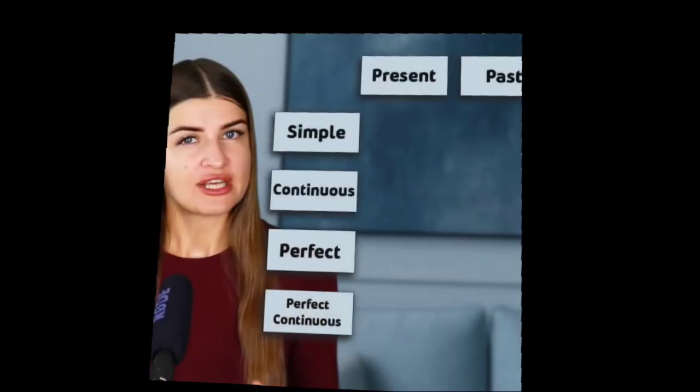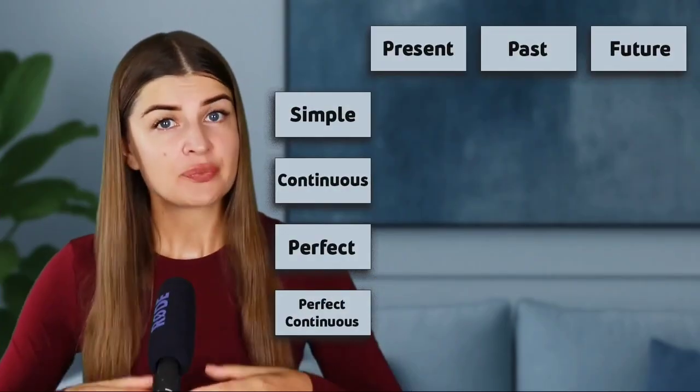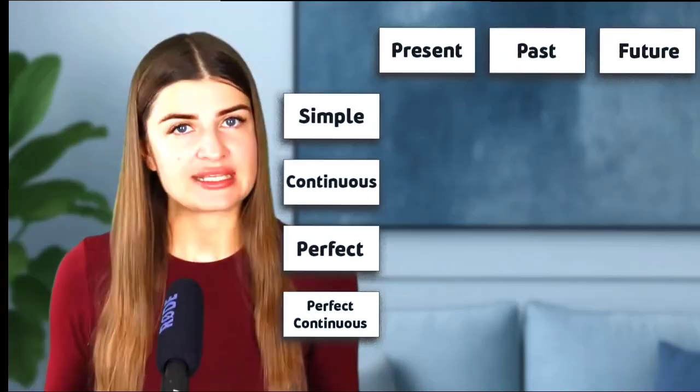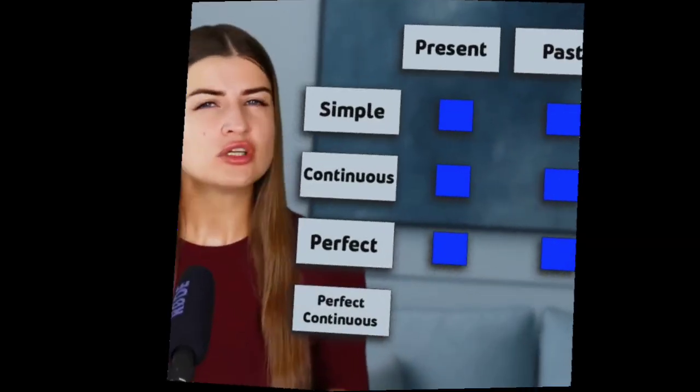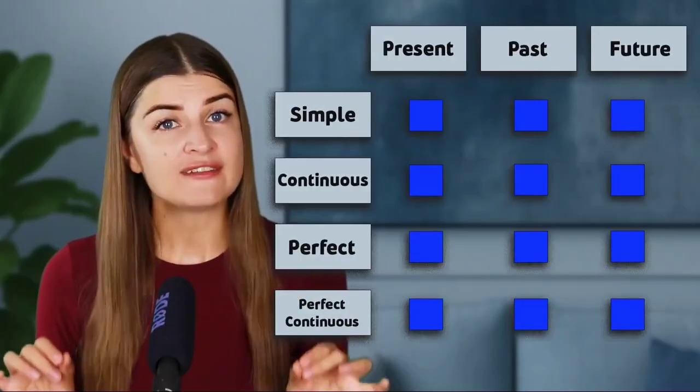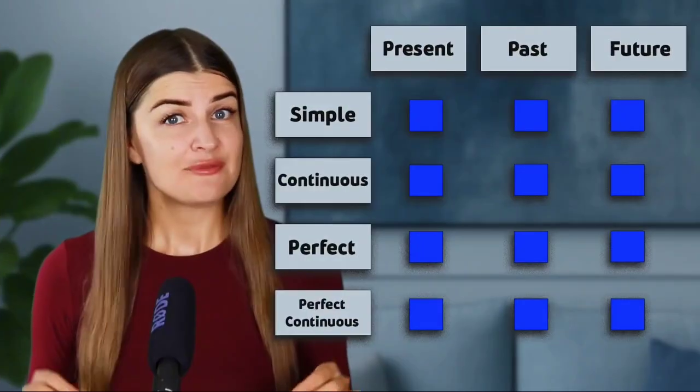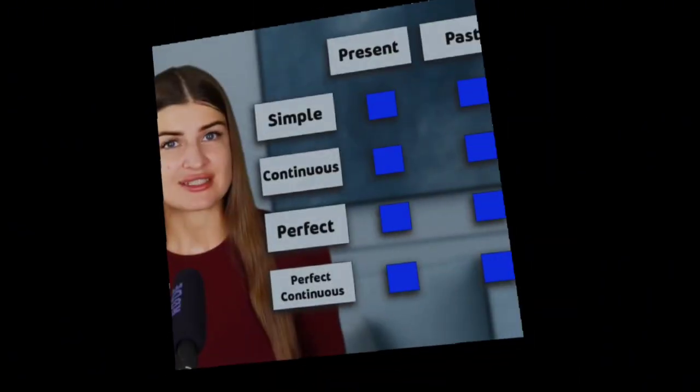When we put the 4 types, simple, continuous, perfect, and perfect continuous together, with the 3 times, past, present, and future, we get what most people call the 12 verb tenses in English. Some people also count conditionals as a part of the tenses and say there are 16, but I prefer to keep conditionals separate. Now let's take a look at each of the 12 tenses just to remind ourselves how they work.